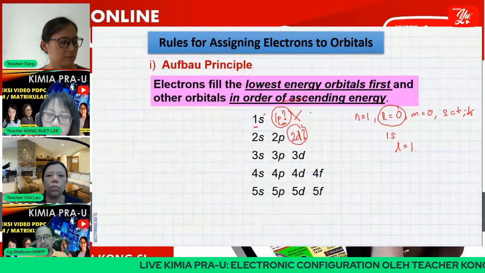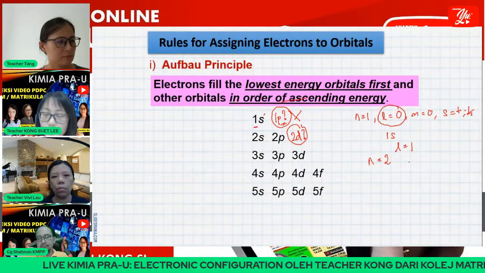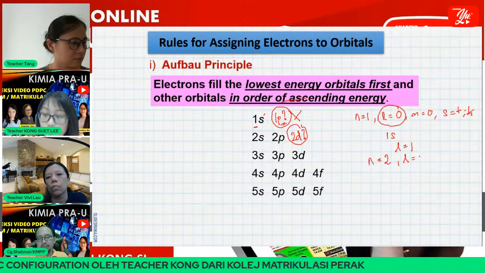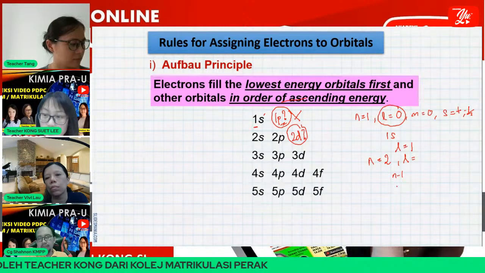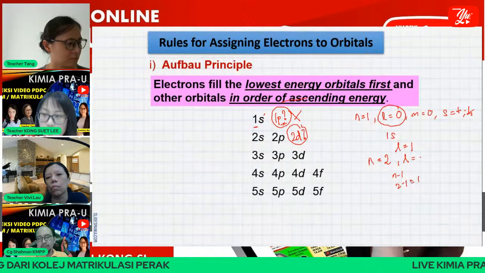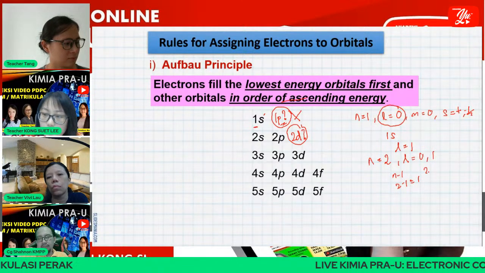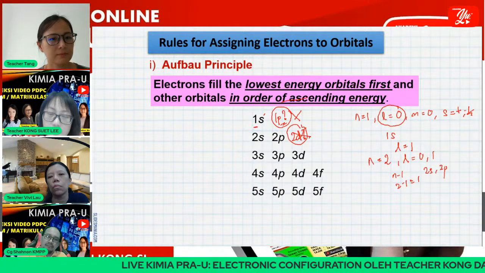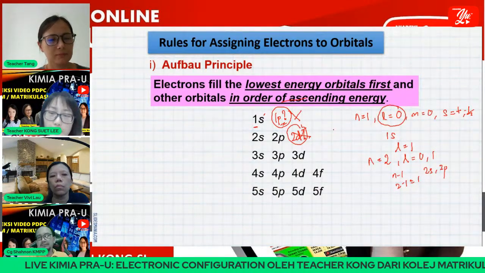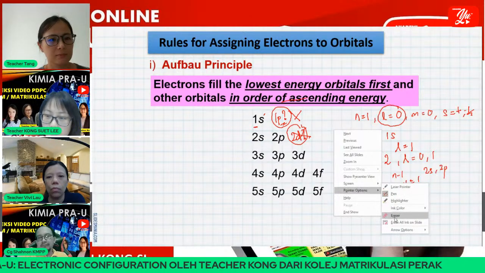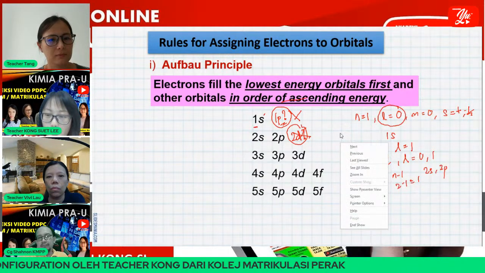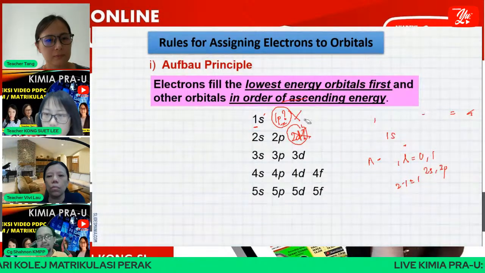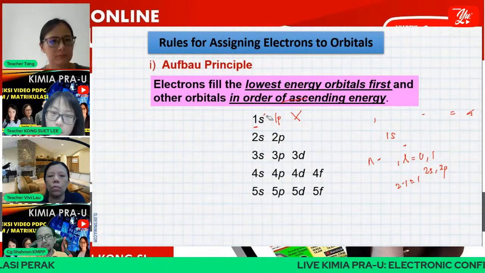Same for here. When n equals 2, l equals n minus 1, so 2 minus 1 equals 1, so it's 0 or 1. So that's why only 2s or 2p are accepted. That's why there is no 2d. So this is the reason why. I hope you all get this concept. So that's why there is no 1p or 2d.